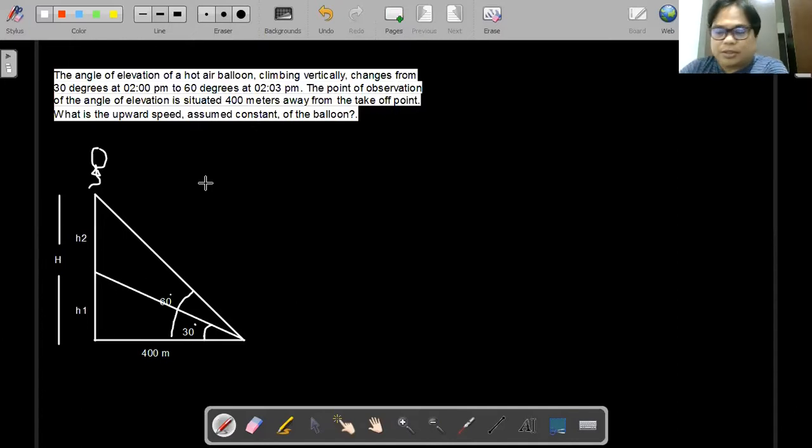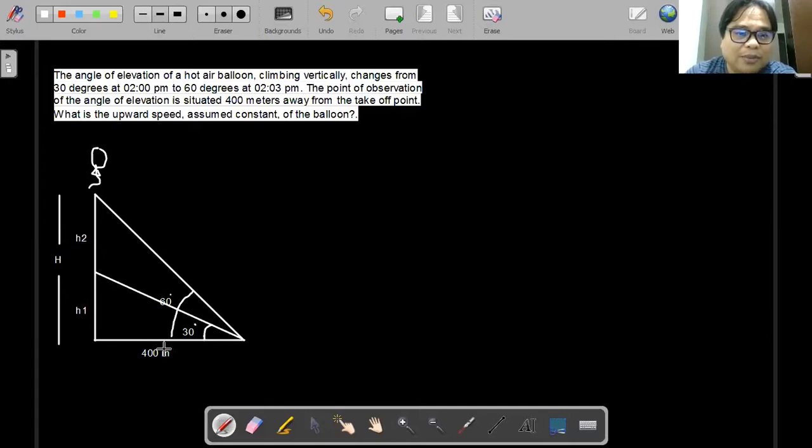Okay, so let's very quickly solve this problem. First, we can cut the solution into pieces. We will try to solve this in stages. So first, let's solve for the value of h1, or the first height.